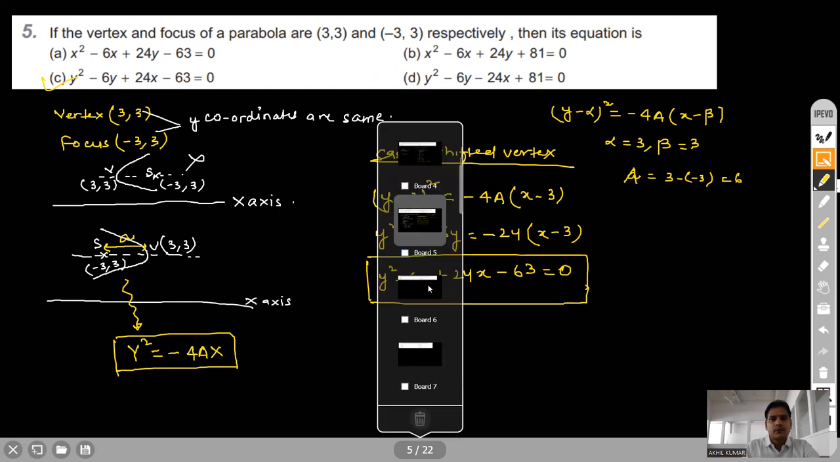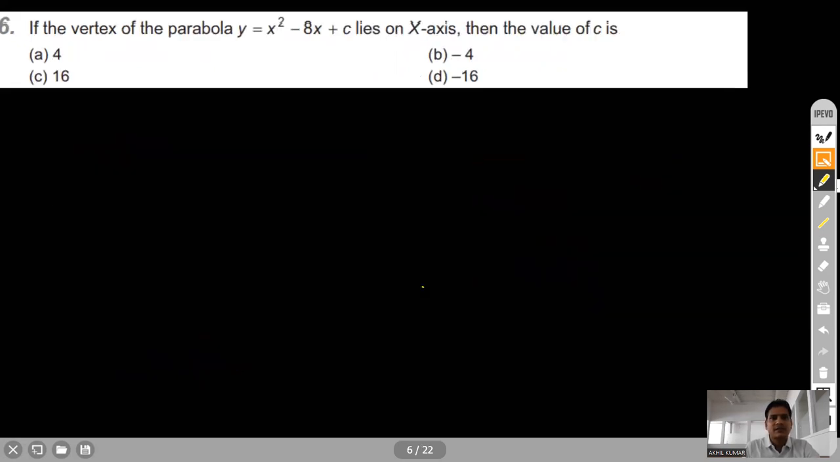Okay. So let's take the next question. This is question number 6. Okay, it is given here. If the vertex of the parabola y is equal to x square minus 8x plus c lies on x axis, then the value of c. Okay, we have done this similar type of question earlier also, I think second or third one. So this is of the form ax square plus bx plus c, right? This parabola is of this form. Y is equal to x square minus 8x plus c. Okay, its vertex is lying on the x-axis.